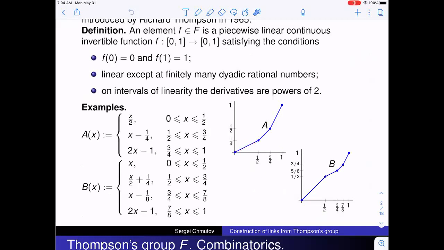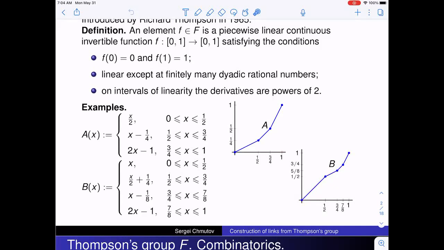This is a couple of examples of elements of such a group. That is the element A. It is a function like this one. On the first half of the interval, it has slope 1/2. On the second one, the slope is 1, the derivative is 1. And on the last quarter of the interval, the slope is 2. A little more complicated element is like that.